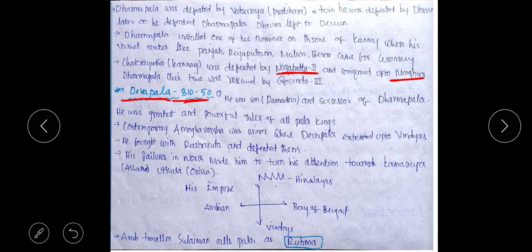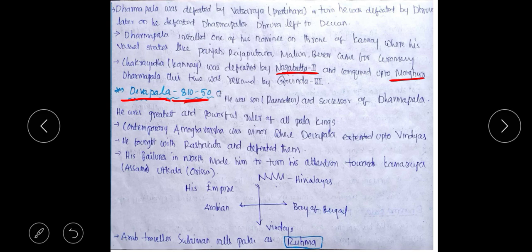As I said, he was one of the greatest and most powerful rulers of the whole Pala kings. During his period, a contemporary was Amoghavarsha. But Amoghavarsha was a ruler who was a minor, so he was assisted by some of his relatives. Taking this advantage, since Amoghavarsha was a minor, Devapala attacked the Rashtrakuta Empire. It is said that he even defeated the Rashtrakuta Empire.